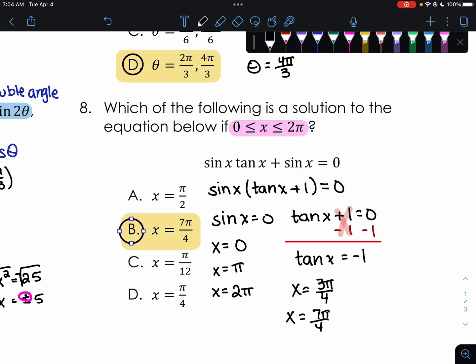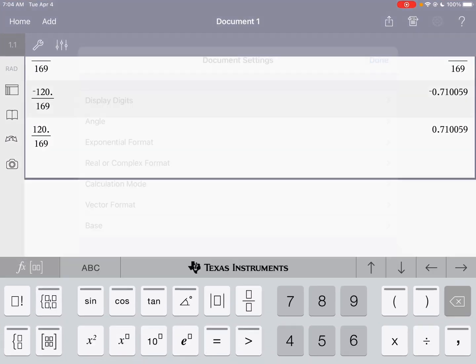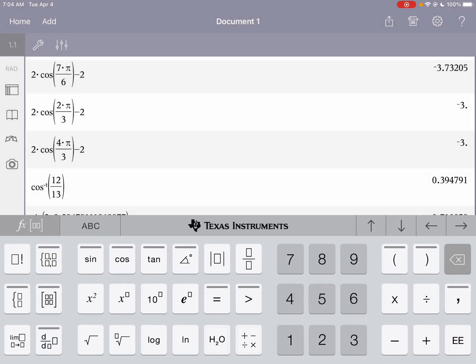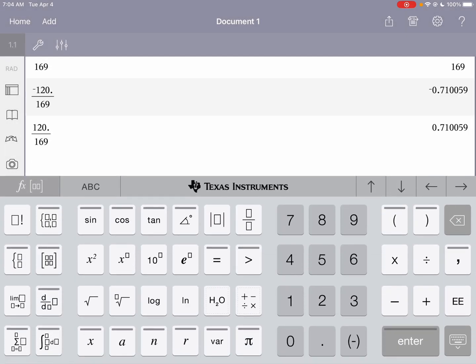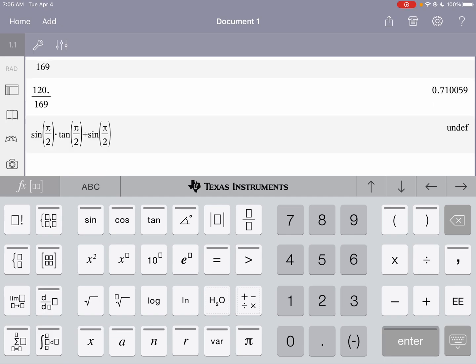Again, if I wanted to confirm my answer, I could type in all of my answer choices. Again, it's already in radian mode, but if you need to double check, it's there. So I'm going to start by plugging in my first answer choice for all of the x's. So I have sine of pi over 2 times tangent of pi over 2 plus sine of pi over 2. I press enter. It says it's undefined, which means it's not our answer. We move on to the next one.